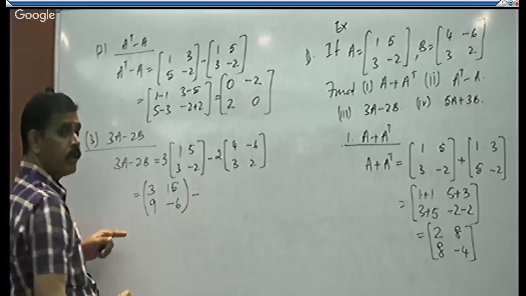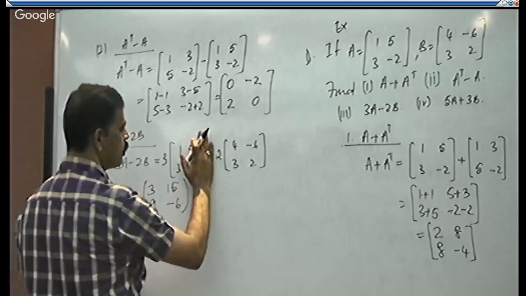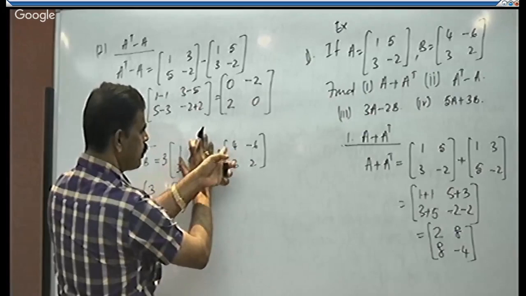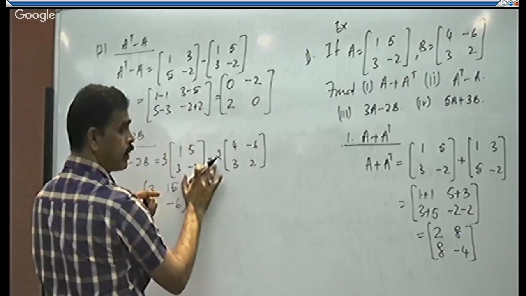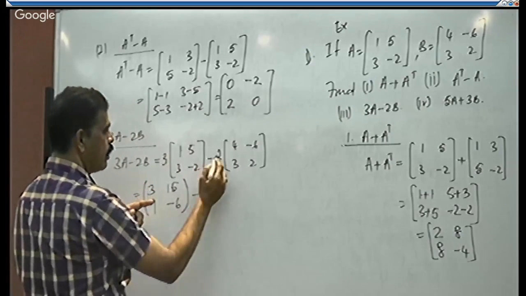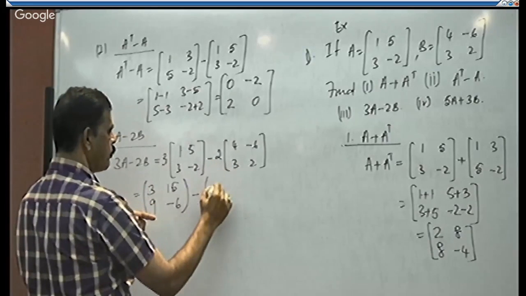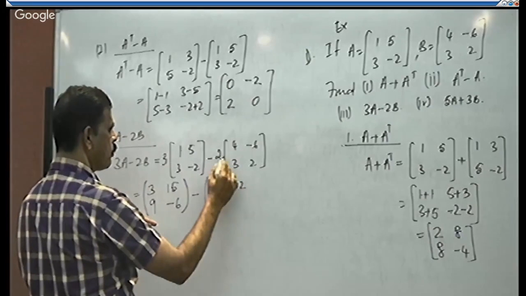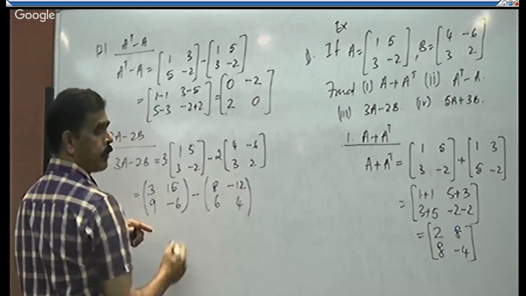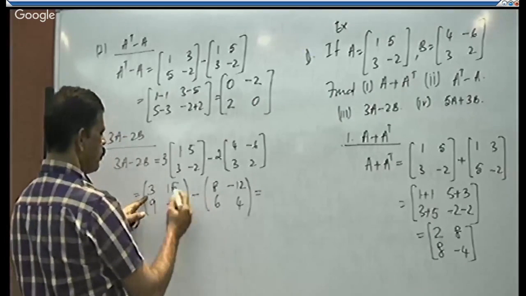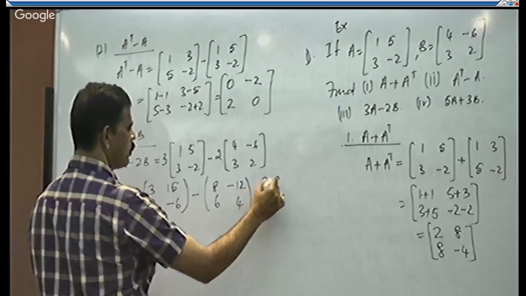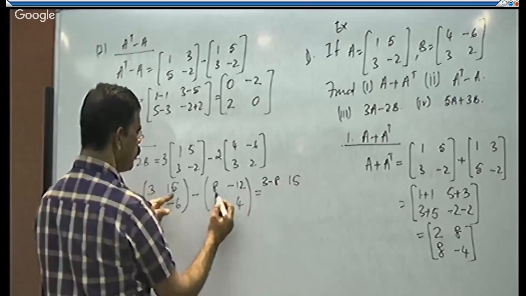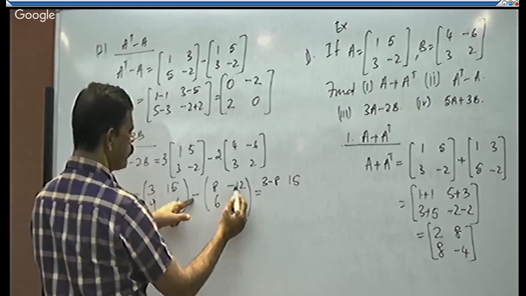Minus, I have written minus. Then what is remaining? After writing minus, remaining is 2 into the matrix. You just multiply all the elements with 2, not with minus, because I have carried minus here. Okay. 2 into 4 is what? 8. 2 into minus 6, minus 12. 2 into 3, 6. 2 into 2, 4. Then 3 minus 8. 15 minus of minus plus 12.